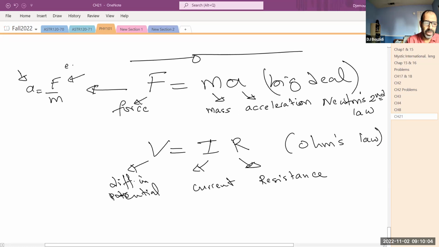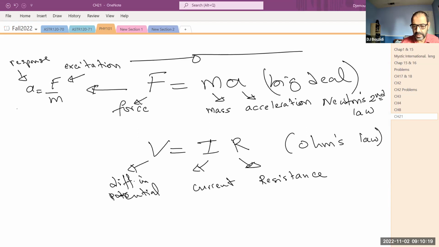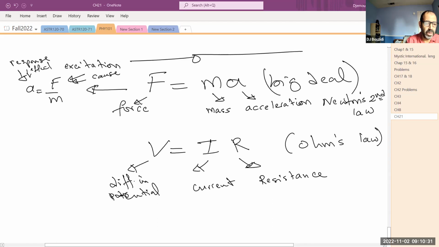So again, this is the excitation. This is what causes the whole thing to get going. And this is the response of the system. How big it's going to respond to that external agent, to the cause, in this case, depends on how much mass the system has. So in a sense, this is the cause, and this is the effect. This is a cause and effect relationship between force and acceleration.